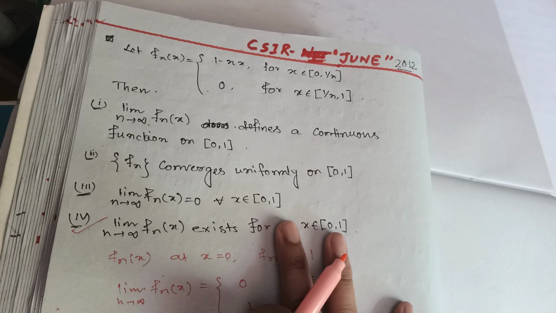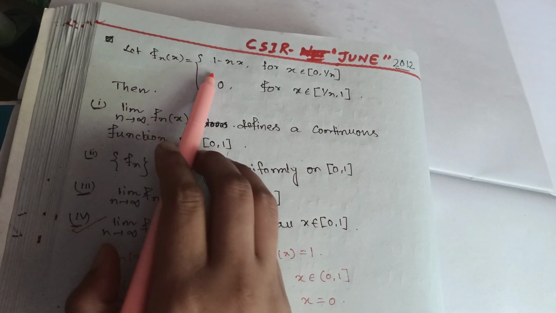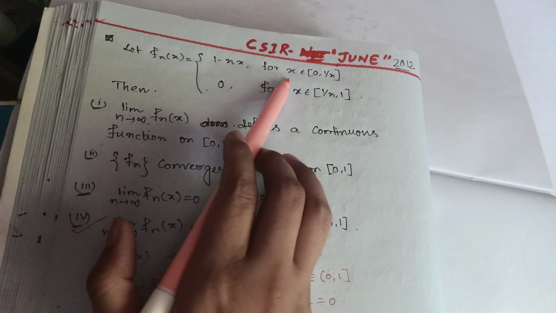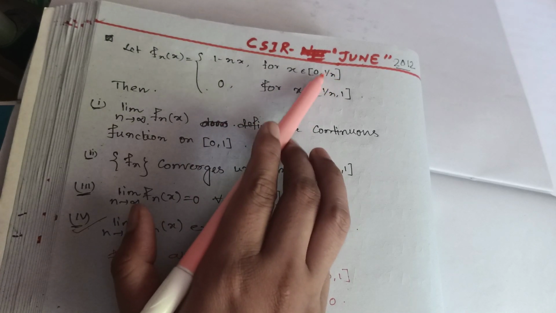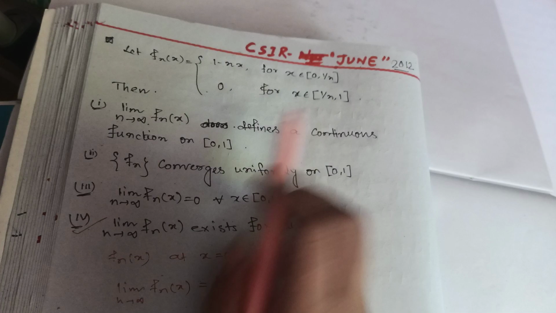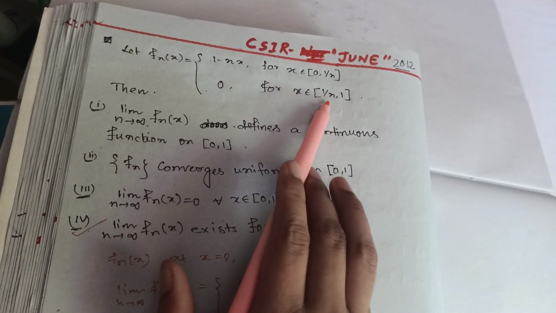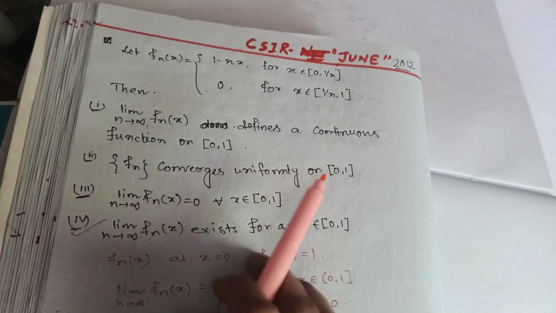Based on June 2012, the question says that f_n(x) = 1/(nx) for x belongs to the closed-open interval [0, 1/n) and the closed interval [1/n, 1]. So which option is correct?